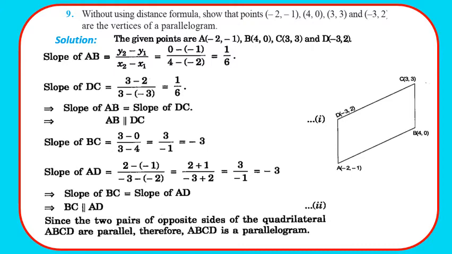So finding the slope of AB, y2 minus y1 upon x2 minus x1, we get slope of AB equal to 1 by 6. Similarly, slope of DC, using the same formula, we get 1 by 6. Now slope of AB is equal to slope of DC, so AB is parallel to DC. In the same way, we can find the slope of BC, which is equal to -3, and slope of AD, which is equal to -3. So again, slope of BC equals slope of AD, so BC is parallel to AD. So since both pairs of opposite sides of the quadrilateral are parallel, therefore it will be a parallelogram.